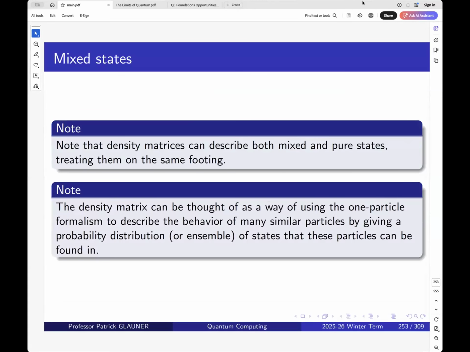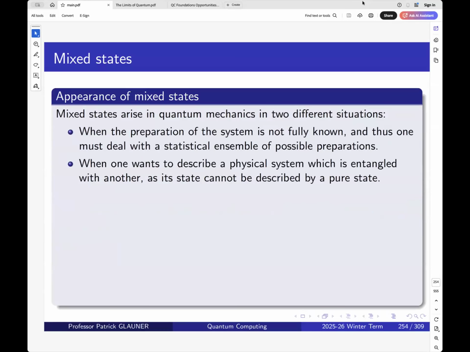Now, this density matrix can also be thought of as a way of using a one particle formalism to describe the behavior of many particles for which we give a probability distribution or an ensemble of states that these particles can be found in. Now, we'll look at some applications, and when you look at some algorithms on your own, also for your seminar work, most likely you will come across all of this again.